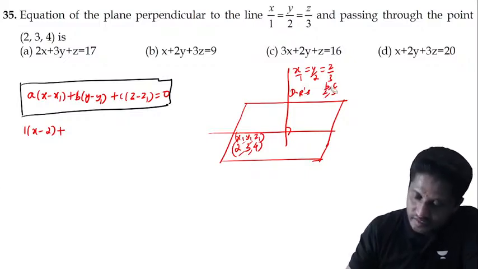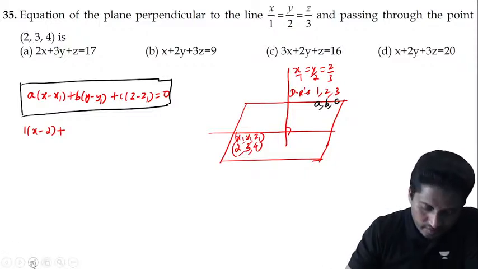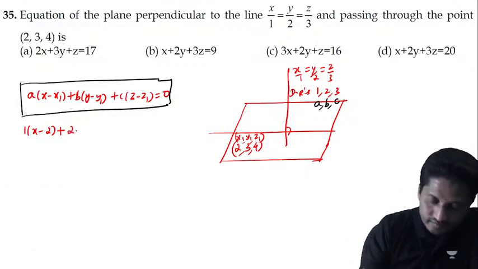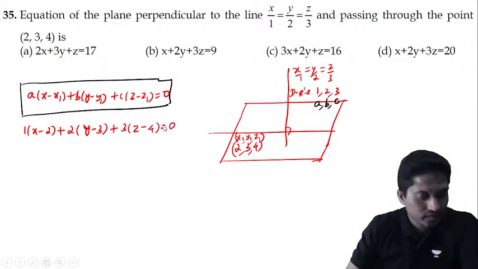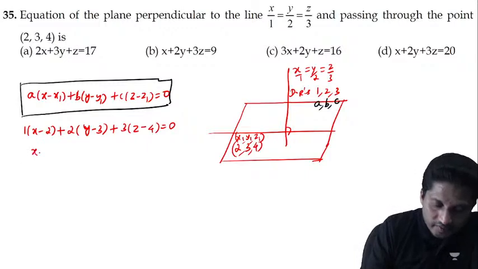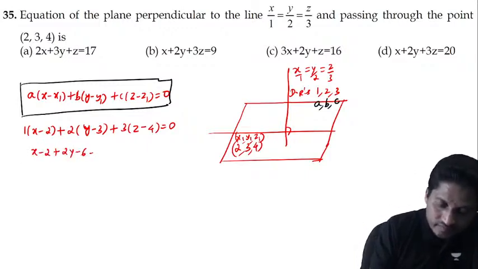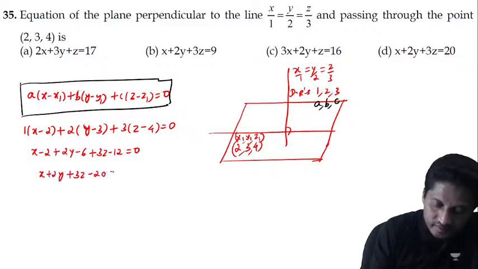Let me write clearly. DRs are 1, 2, 3. These fellows are a, b, c. A into x minus x1, b into y minus y1, y minus y1 is 3, plus c, which is 3, into z minus z1 is 4, is equal to 0. Now if I multiply, you will get x minus 2 plus 2y minus 6 plus 3z minus 12 is equal to 0. From this I can write x plus 2y plus 3z minus 20 is equal to 0, that is x plus 2y plus 3z is equal to 20. This is the equation of the plane.